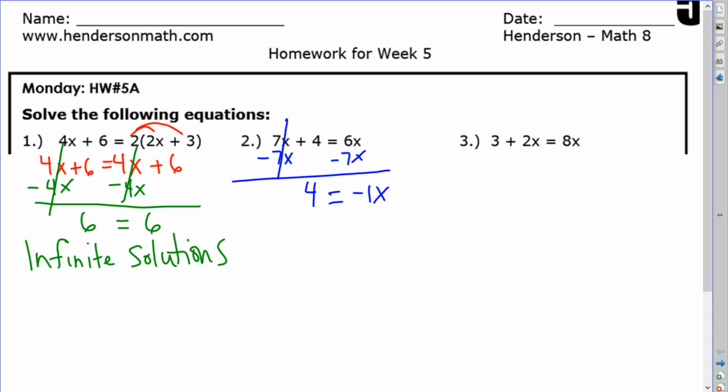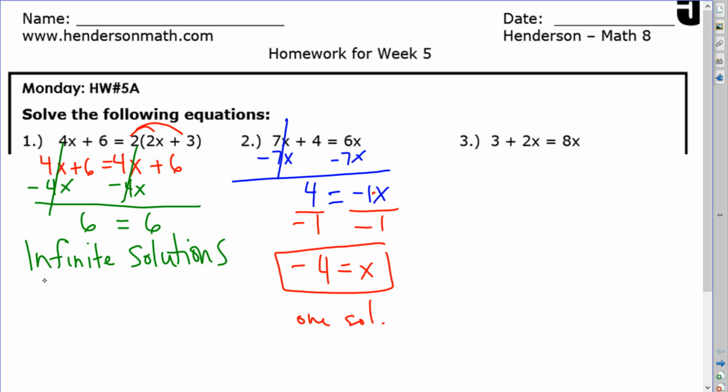So from here, in order to isolate x, I need to remove any coefficients or any negative signs. So the inverse of multiplying is dividing both sides here by negative 1. And that gives us a solution of negative 4. So there's only one solution to this problem, but there were an infinite amount of solutions to the previous problem.